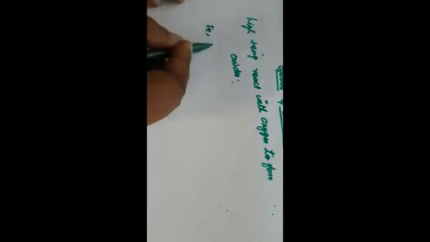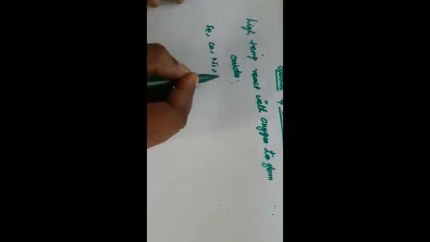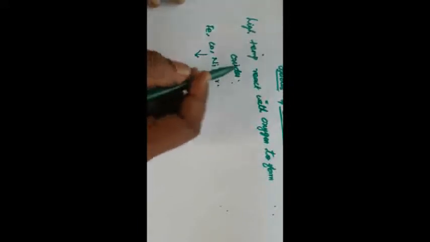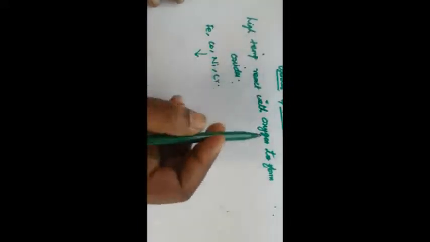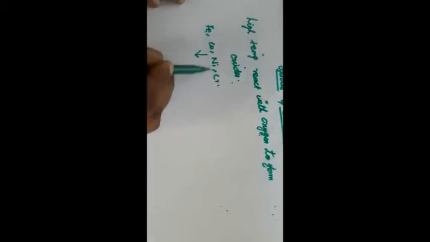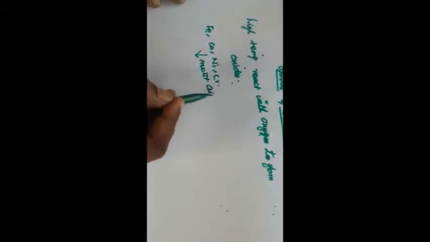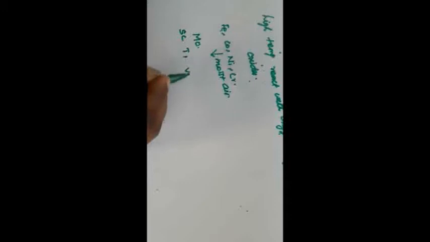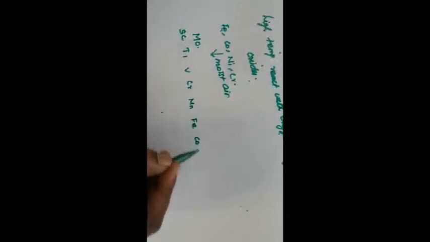Examples are iron, cobalt, nickel and chromium. But only at high temperature will they react with oxygen. In moist air, these iron, cobalt, nickel and chromium will react with moist air to form compounds of the form MO, that is, metal oxide. So what are the elements present in these compounds? Scandium, titanium, vanadium, chromium, manganese, iron, cobalt, nickel, copper and zinc.